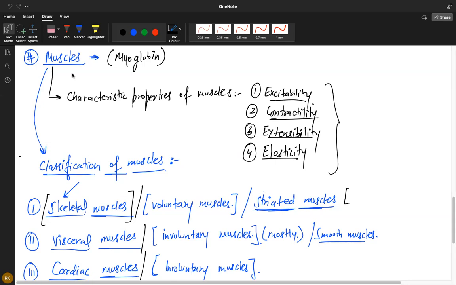So let's first talk about the characteristic properties of muscles, the major characters that it should always have. In skeletal muscles, it's voluntary. No, before that, the characteristic property of every muscle, in general.